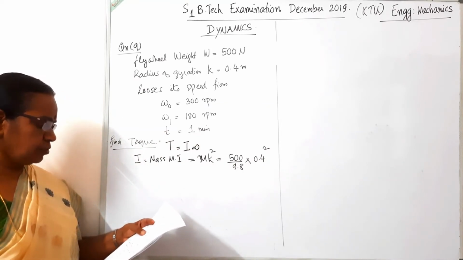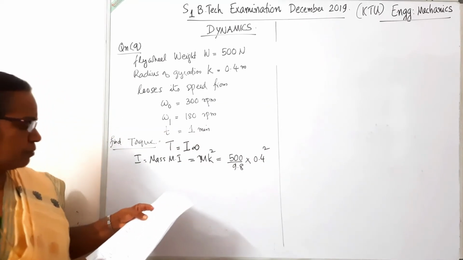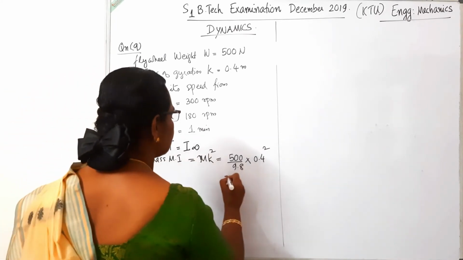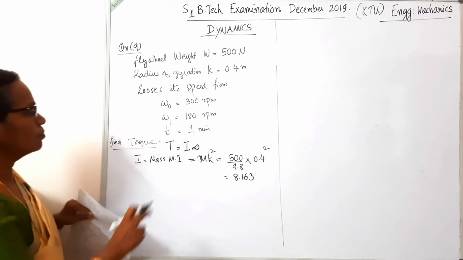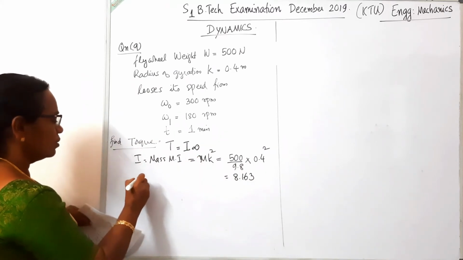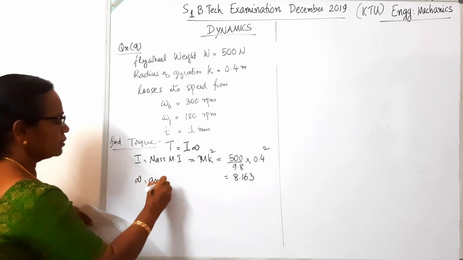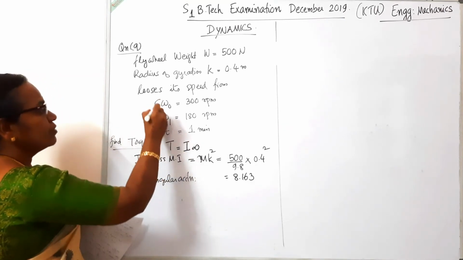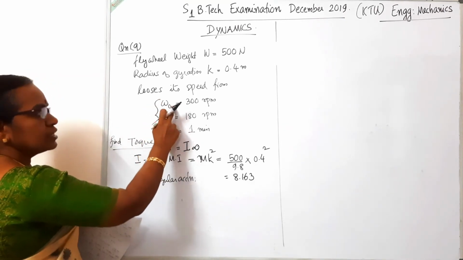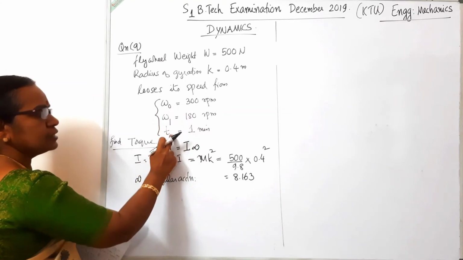Okay, that will give you the mass moment of inertia. It works out to 8.163. Now, alpha. What is alpha? Angular acceleration. For finding that, we are given this data: initial velocity, final velocity, the time.